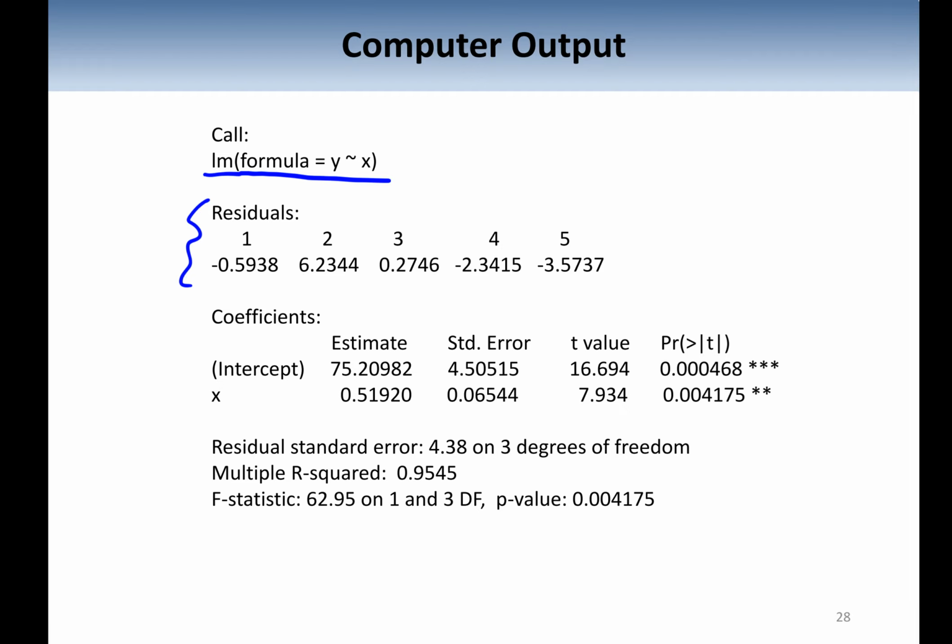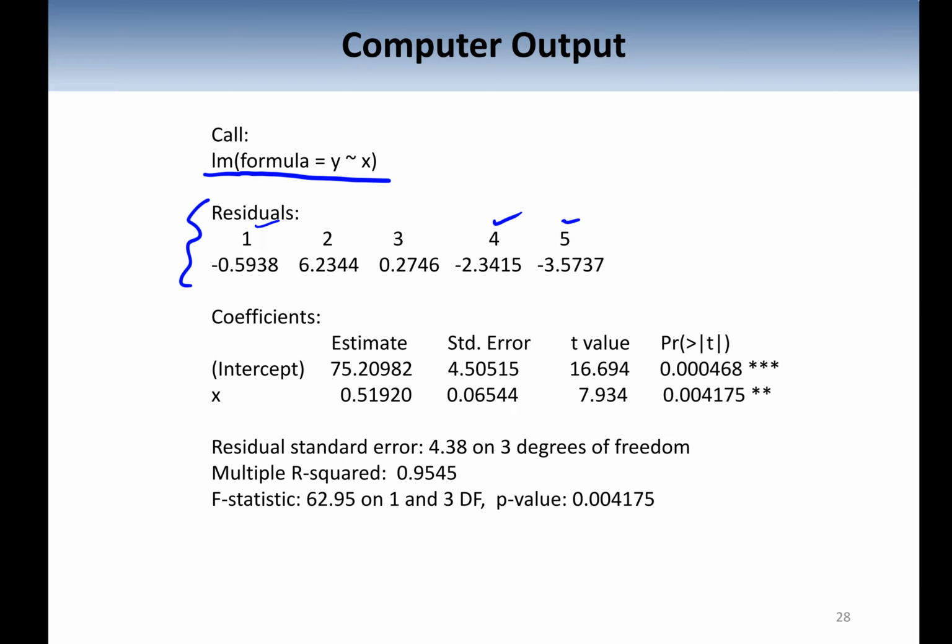Notice 2 of them, the first one and the last one, are negative. Actually, the fourth one too. So those 3 are negative, and that is consistent with our residual plot. The other residuals, 2 and 3, were positive.